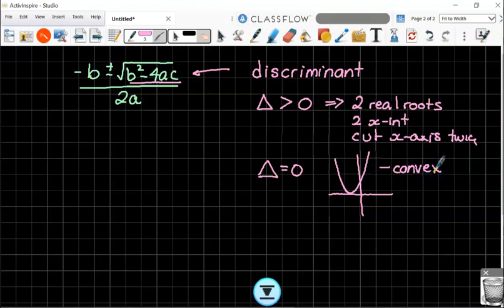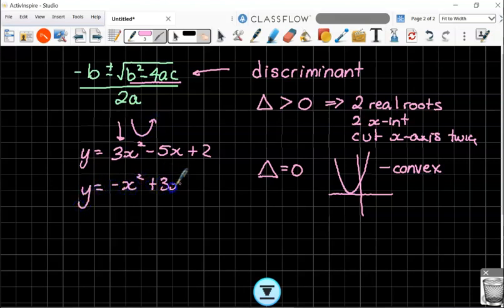Right, and we know that it's convex. How do we know just from looking at an equation that a graph is convex? How do I know from looking at the equation? Right, the a value. So y equals 3x squared, take 5x plus 2. Straight away, this is positive, so I know that it is convex, as opposed to y equals minus x squared plus 3, which means it's concave because your a value is negative.